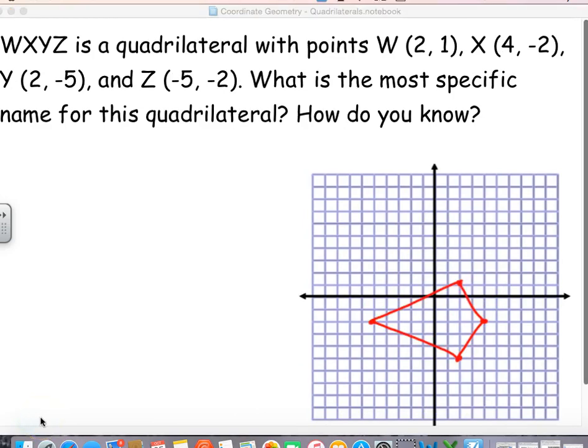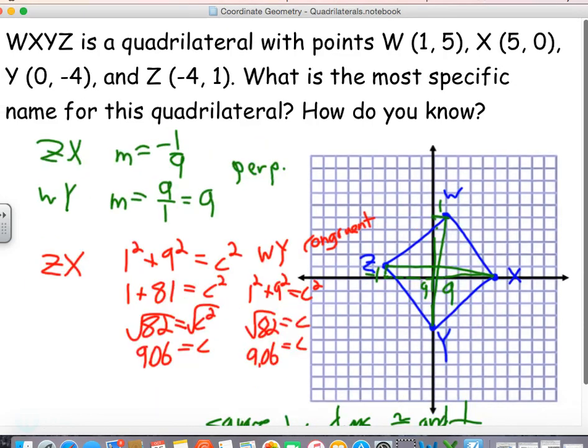Okay, so I graphed my 4 points and connect them, and my thought process looking at this is, hey, that looks like a kite. So in my mind, I'm trying to think which one of these quadrilaterals does that resemble? I think it looks like a kite. So I'm going to see if I can prove that it's a kite.